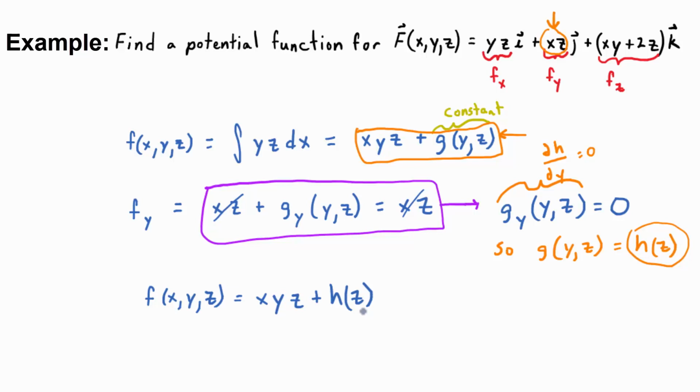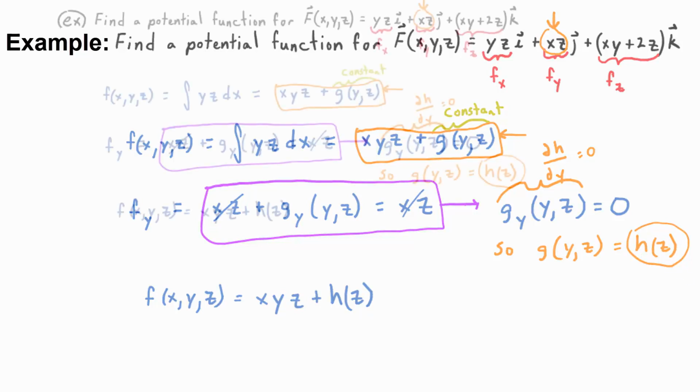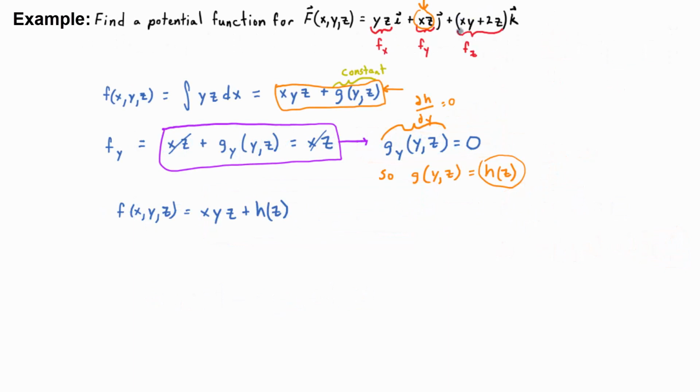Now we're almost there, right? What haven't we done yet? What haven't we used yet from our vector field? F sub z. Okay, so we're going to use it right now. So what do I have to do to make use of this third component of my vector field? What do I have to do with my potential function as it is? Take the derivative with respect to z, right? And then you can set it equal to this. So f sub z, leaving off the function notation, would be what?